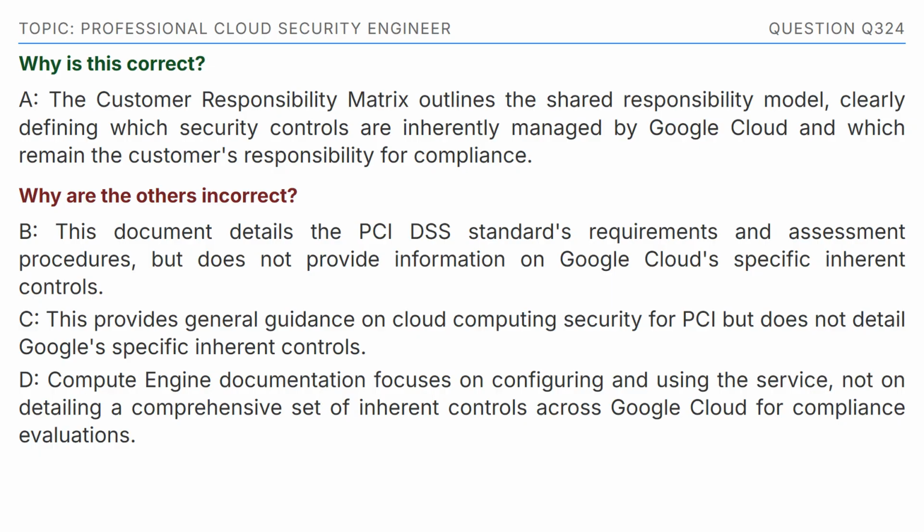Why are the others incorrect? B. This document details the PCI DSS standards requirements and assessment procedures, but does not provide information on Google Cloud's specific inherent controls. C. This provides general guidance on cloud computing security for PCI but does not detail Google's specific inherent controls. D. Compute Engine documentation focuses on configuring and using the service, not on detailing a comprehensive set of inherent controls across Google Cloud for compliance evaluations.